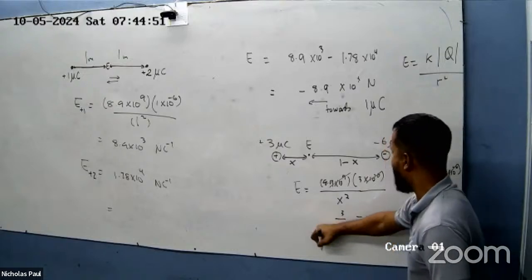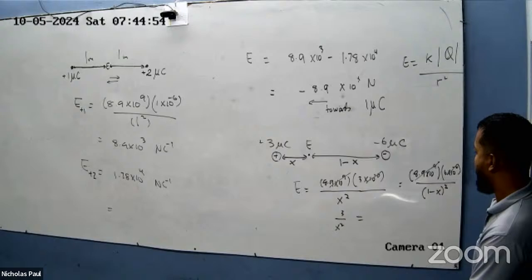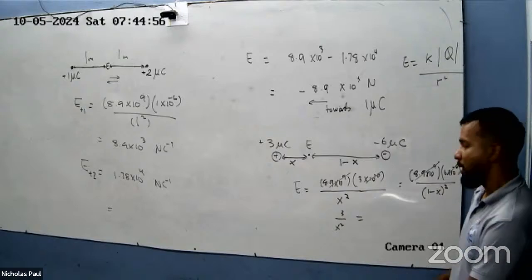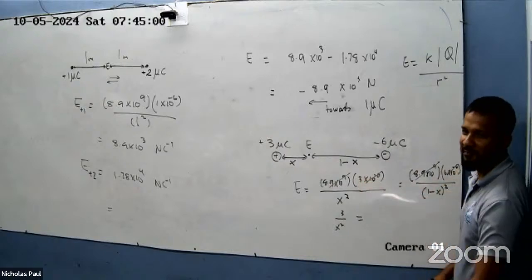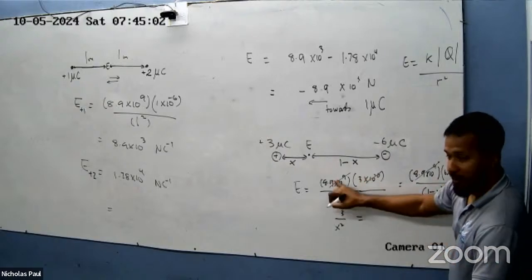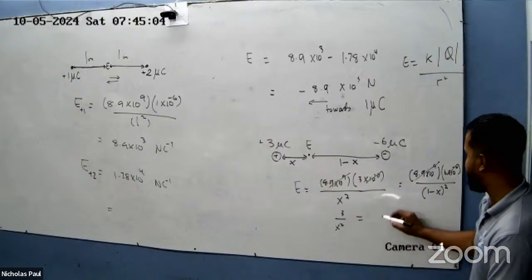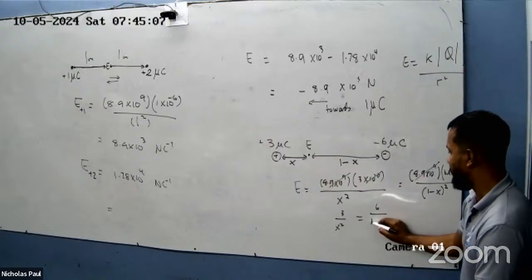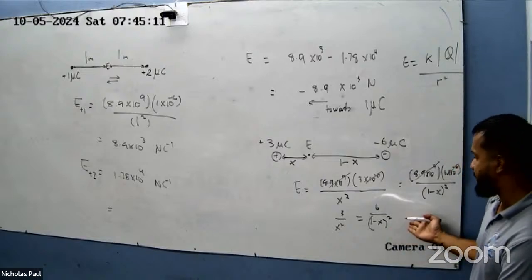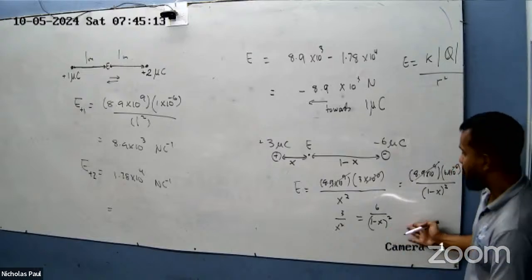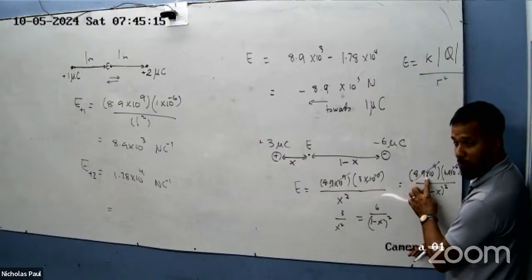Wait, that's not divide by both sides. If I bring this here, they will cancel. I multiply them and carry it across. So technically, that's what it will give. This will cancel. That's the equation, right?